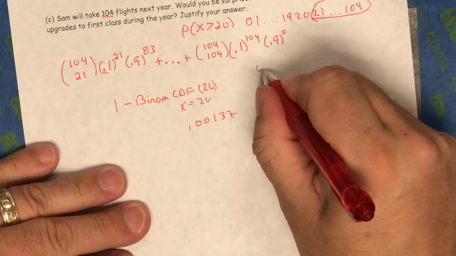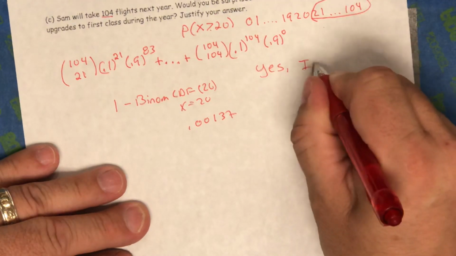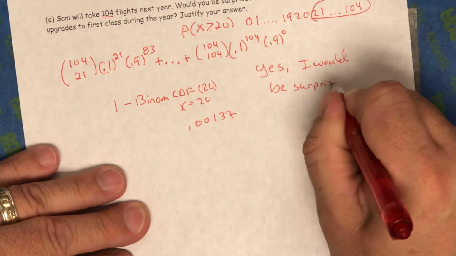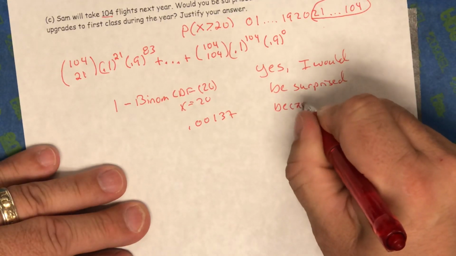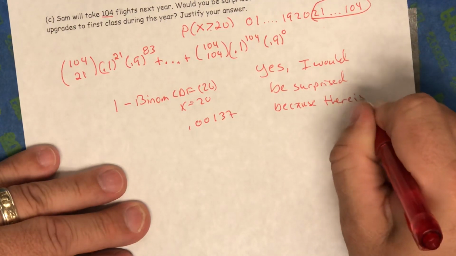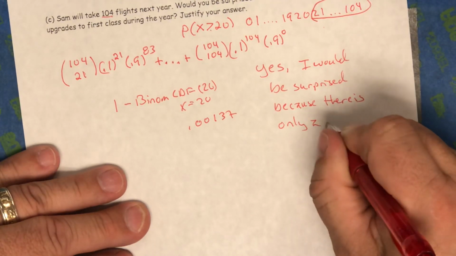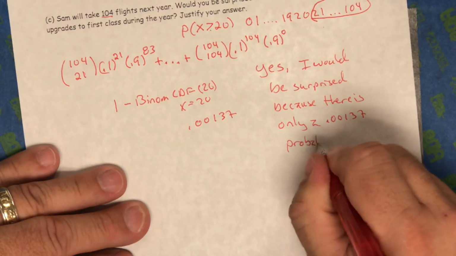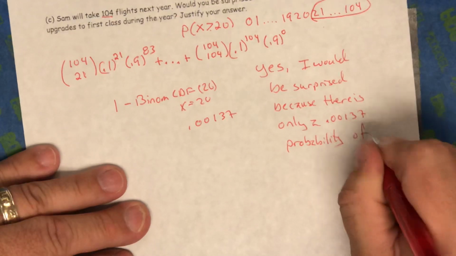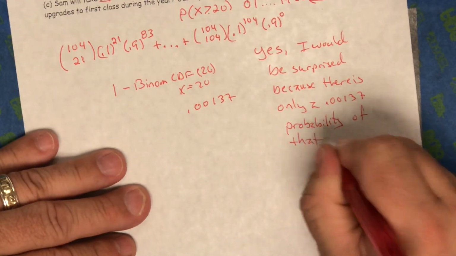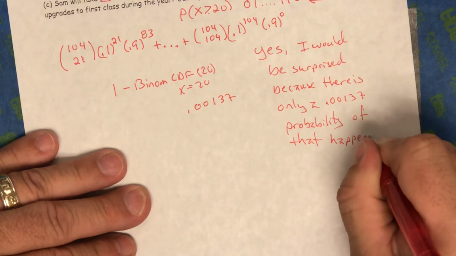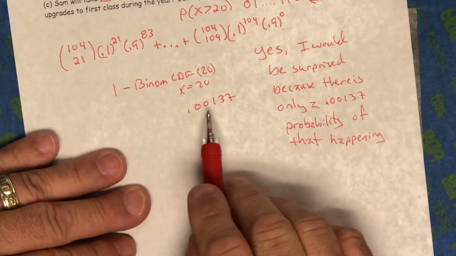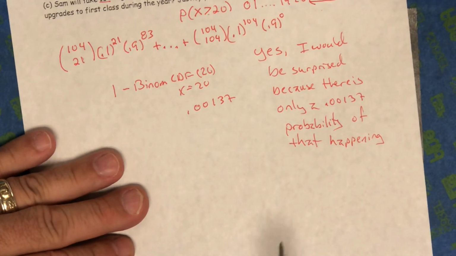Well, they wanted to know, would I be surprised if he got upgraded more than 20? And the answer is yes. I would be surprised, because there is only a 0.00137 probability of that happening. Once again, our threshold is, if we're less than 5%, we're surprised. Well, this is definitely less than that, so we would be surprised.